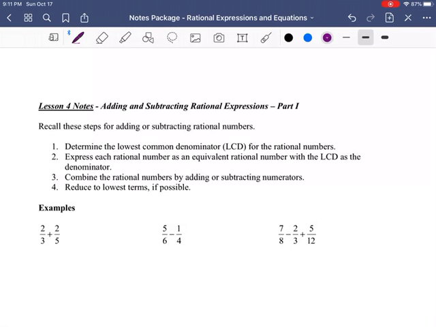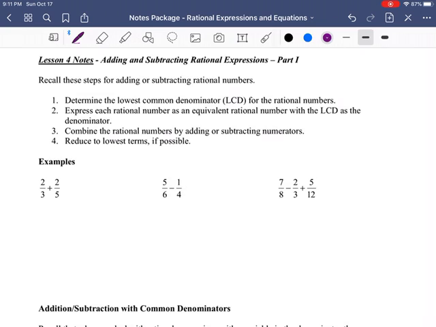All right, here's lesson 4, adding and subtracting rational expressions. This is part 1. When we're adding or subtracting rational numbers, you first need to determine the lowest common denominator. So you look at the bottom, and if they're the same, you just add them. If they're different, then you do need to change the denominator so that you can add them.